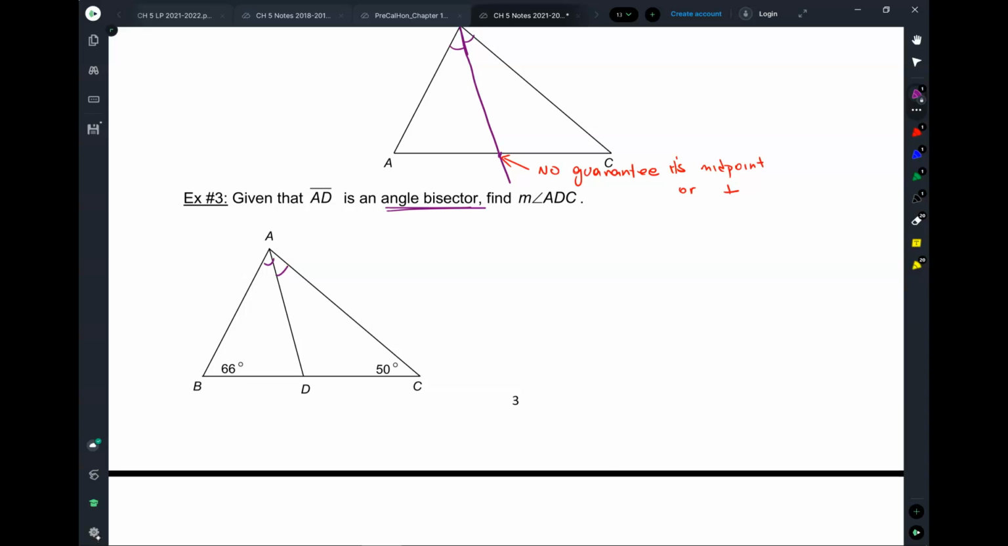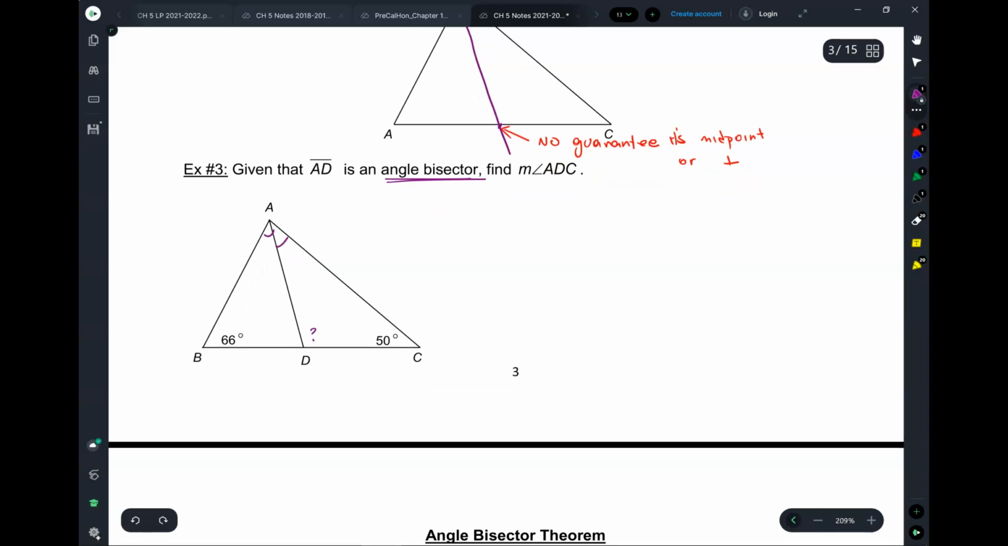Find the measure of angle ADC, this one, okay? All right, so let's focus on the big triangle. If this is 66 and this is 50, together, that's 116. 180 minus 116 is how much? 64. So this whole thing is 64. And you divide that by 2, so this is 32. This is 32. And now let's focus on this triangle. Right? Measure of angle ADC.